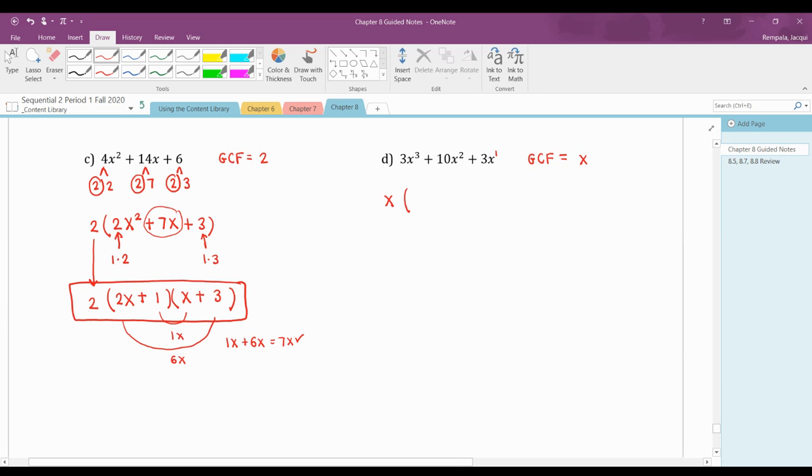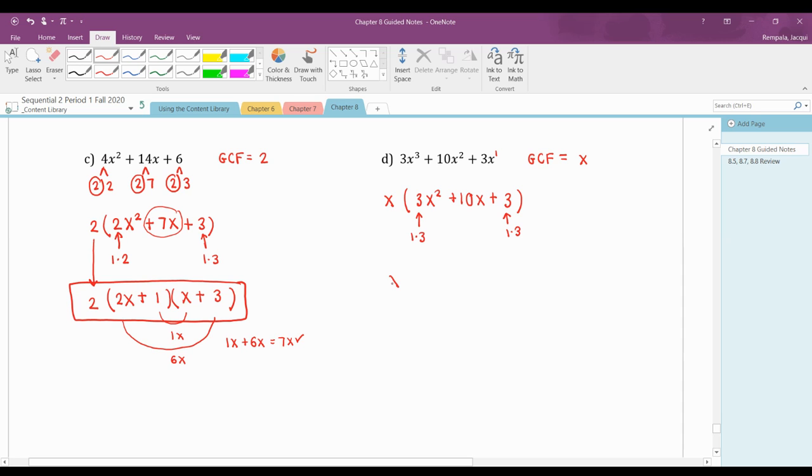So if I'm taking an x out of every term, we still have the 3, but now instead of x to the third, we have x squared. Plus, I still have the 10, x squared. If I took out one x, I'm still left with an x. Plus, and then we'll still have the 3, but I took out the x. So now that I have that GCF taken out, I still have a number in front of my squared term. So we got to do that guess and check. So what multiplies to 3? Well, 1 times 3. And so that happens on both ends.